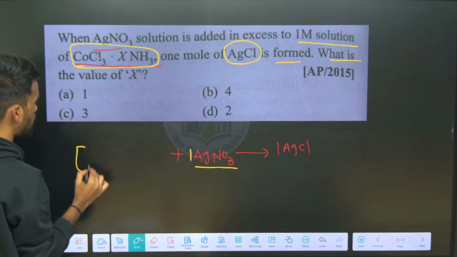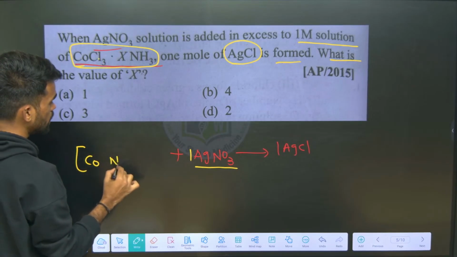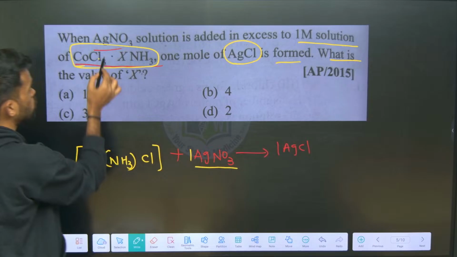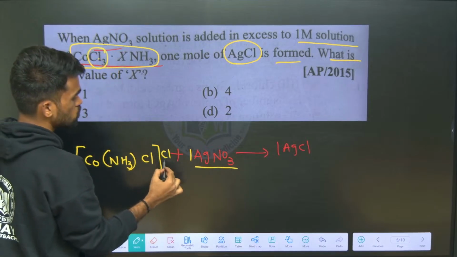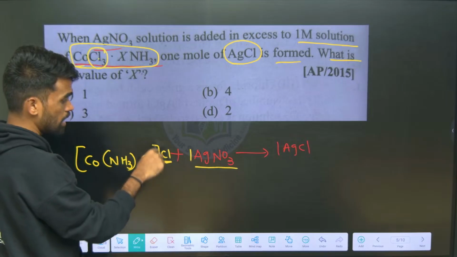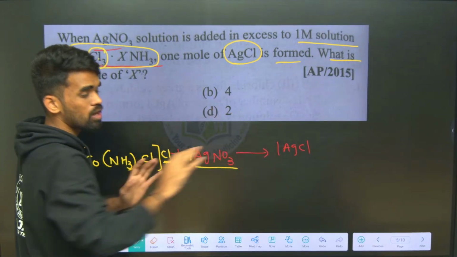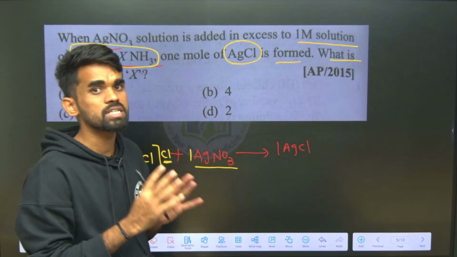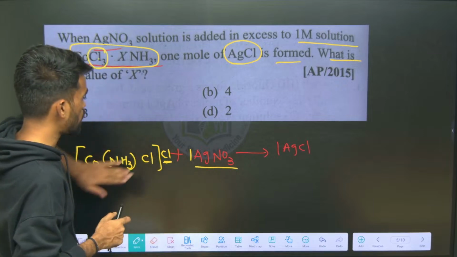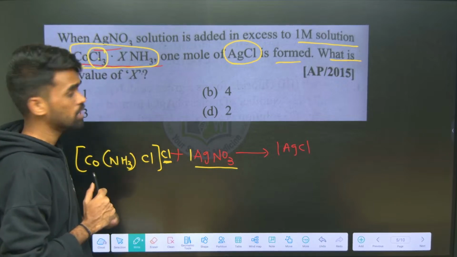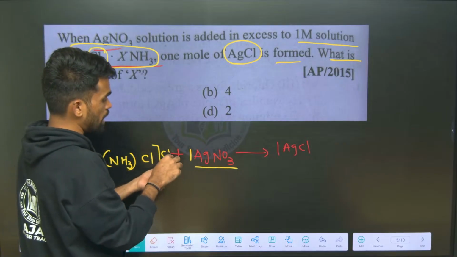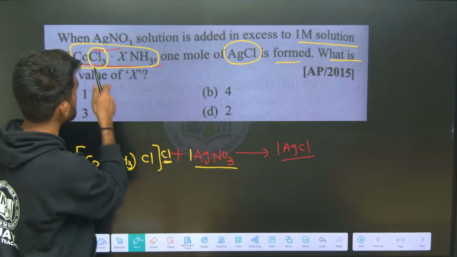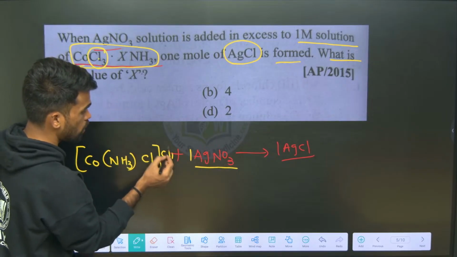So I can write cobalt, NH3 and Cl. Out of these 3 chlorides only one is outside. Whatever ion is outside the coordination sphere can be involved in the reaction; those inside the coordination complex won't lose their identity, it will be a stable species. So these chloride ions won't react, only the outside one will. Out of 3 only one chloride ion is outside, that's why we get only 1 mole of AgCl. Therefore I can adjust inside this coordination sphere 2 chloride ions and outside 1.